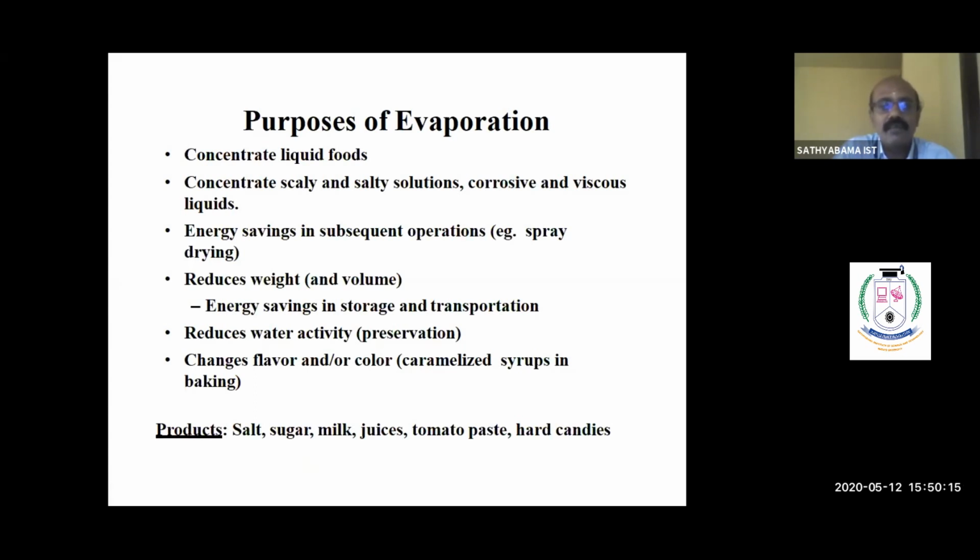The various products obtained from the evaporation process are salt, which can be obtained from seawater, then sugar, which can be obtained from sugarcane juice, then condensed milk from milk, and then juices concentrated from various fruits, tomato paste from tomato, and then hot candies from various chocolates.